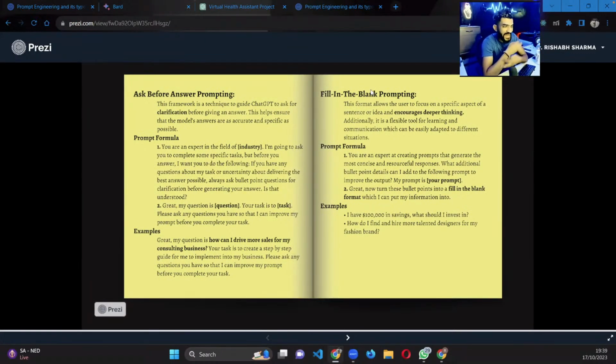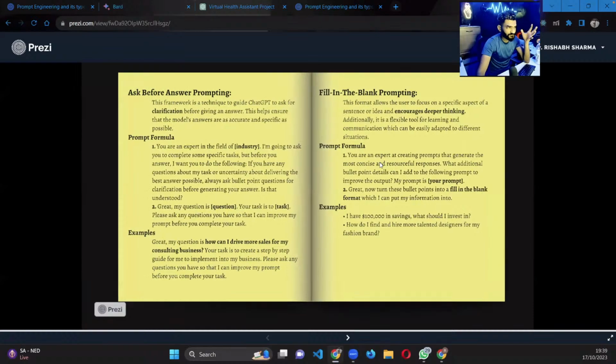The name is understandable. The name itself defines its course, right? What filling the blank prompting basically is, is that this format allows the user to focus on a specific aspect of a sentence or an idea, and encourages deeper thinking. Additionally, it is a flexible tool for learning and communication, which can be easily adapted to different situations. Okay, cool, fine. So what is the formula of this?